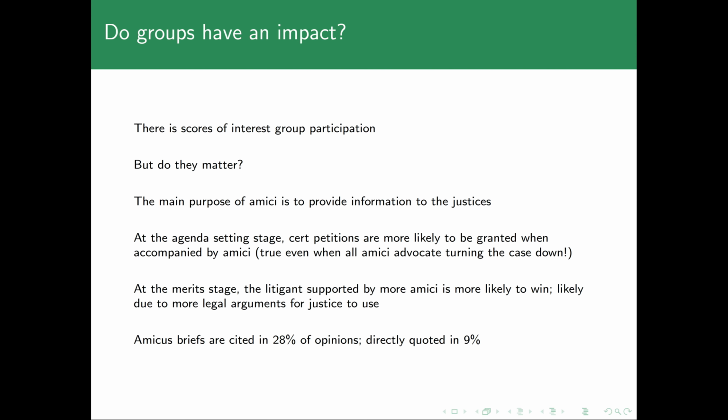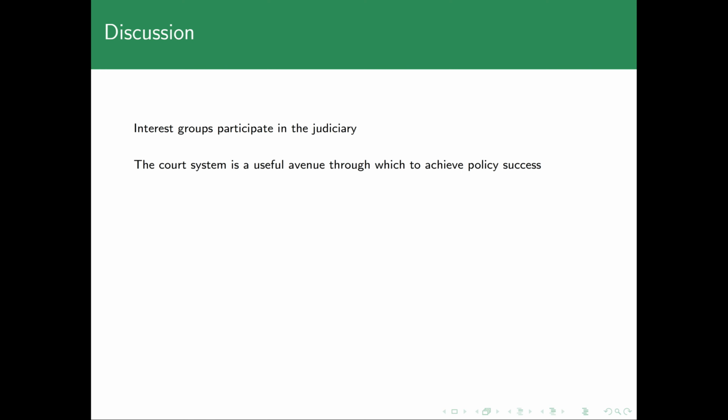Finally, in regards to application to the law, amicus briefs are cited in 28% of opinions, and they're directly quoted in 9% of opinions. So as we've discussed, when it comes to opinions, perhaps plagiarism is what influence looks like. Amicus briefs are directly quoted in 9% of opinions. So altogether, we see at the agenda setting stage, at the merit stage, and at the opinion writing stage, there is some influence of outside group participation in the judicial process. The court system is just a useful avenue through which groups can achieve policy success. So it makes a lot of sense that they want to be involved, and they have plenty of ways to do it.